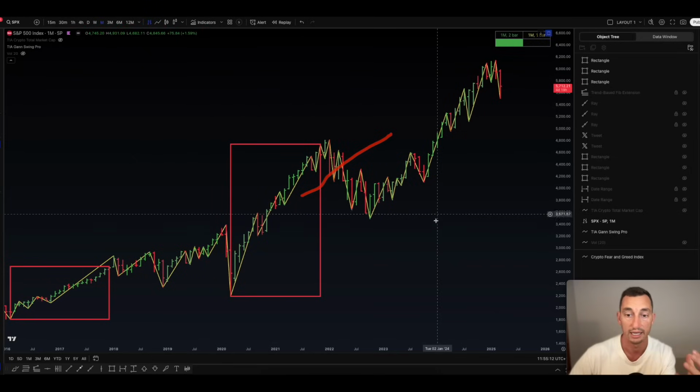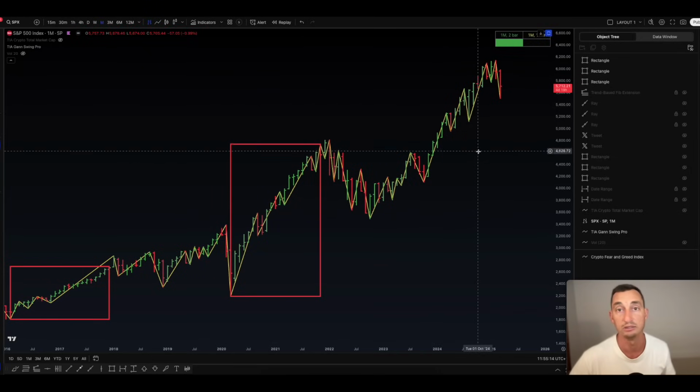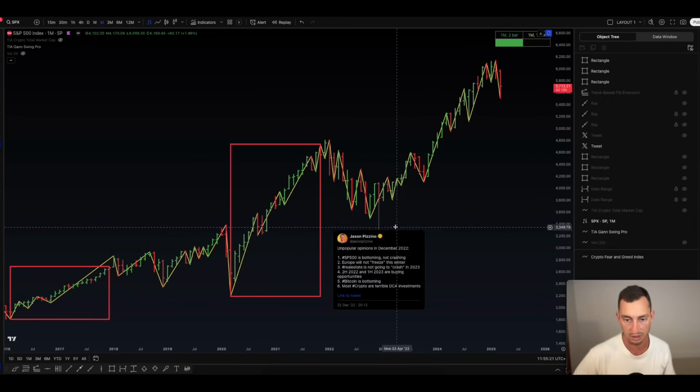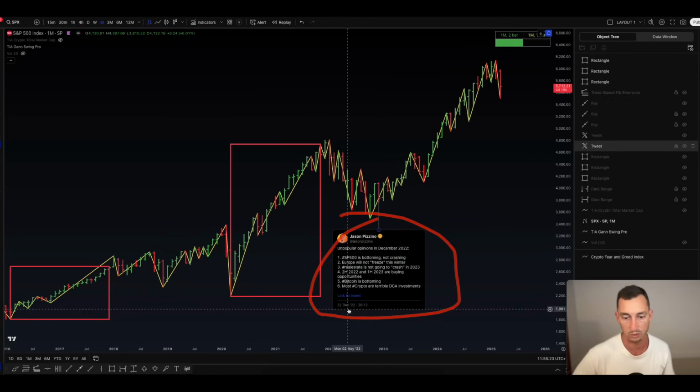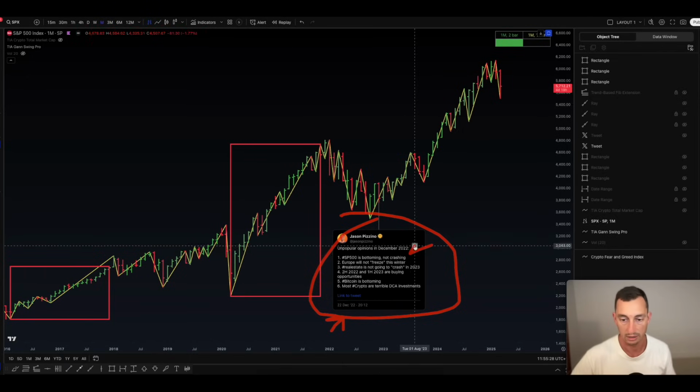At that time, it was pretty well agreed by 80 to 90% of people that we're going to go into a recession. Now, I've got a couple of tweets that I put out at the time. This one here goes back to December 2022. You can see the date here. You can even find it online if you want.